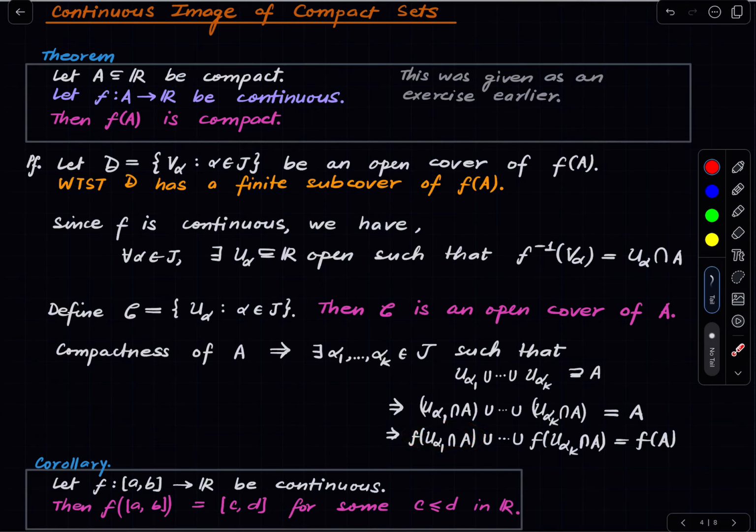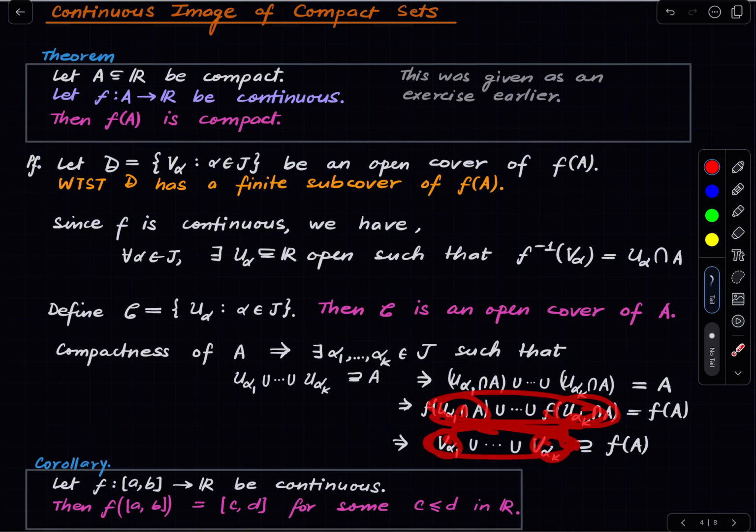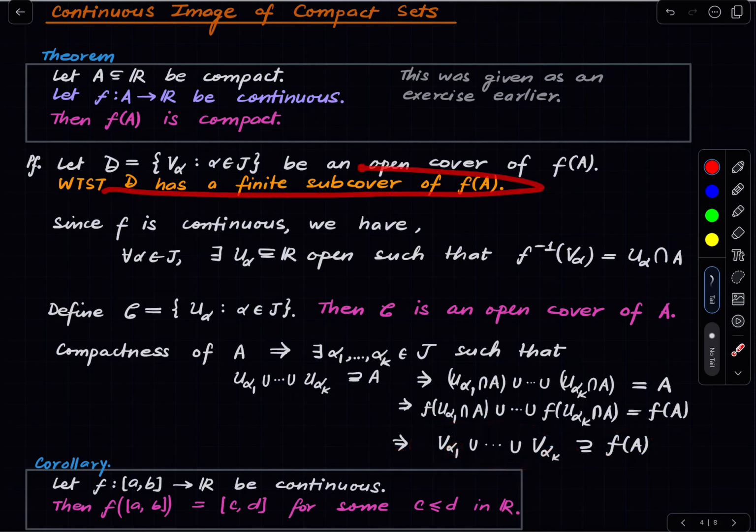So this implies that this contains f of A. This is contained in V alpha 1, that is contained in ... V alpha k. So this whole thing is contained here, but this whole thing is equal to that. So this thing is contained there. And we have located finitely many indices such that the corresponding V alphas contain f of A, and this is what we wanted to do. So that proves that f(A) is compact.